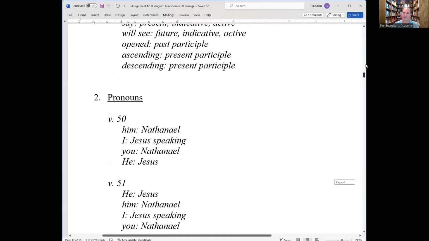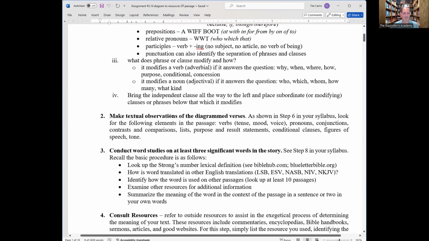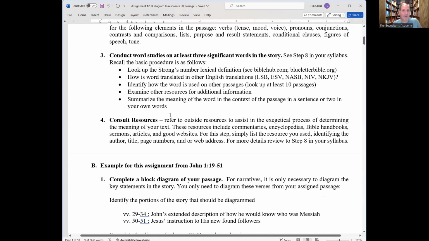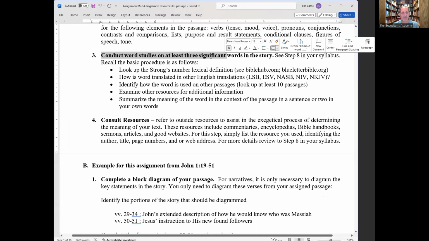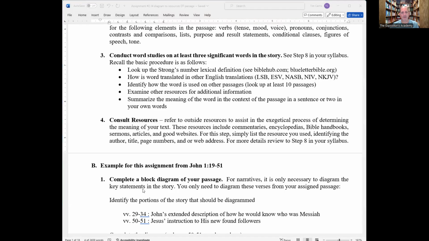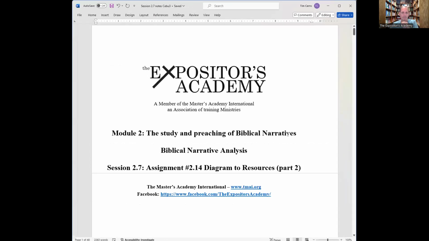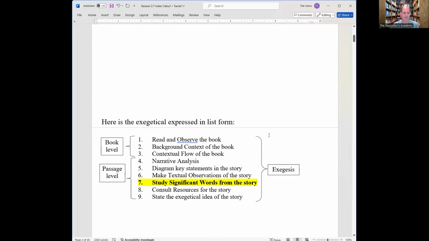All right, and so we covered the details of those last week and how to do that, the review of the diagramming and textual observations. For this session, I want to focus our attention on the last two parts of this assignment 2.14, and that is on word studies and on consulting resources. Word studies and resources. All right. And so for that, we'll review briefly both of those, both the word studies and the resources, beginning with the word studies.